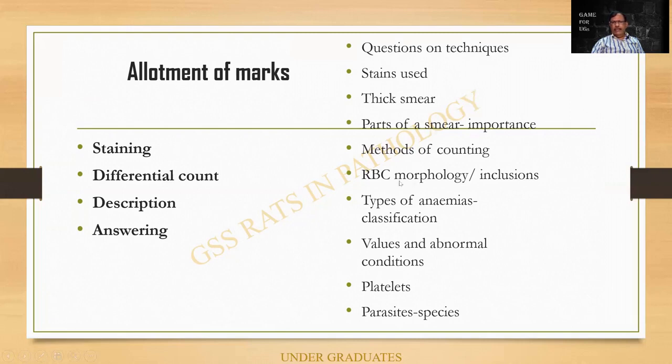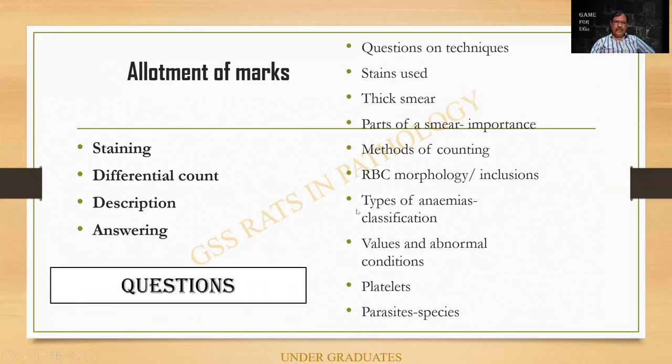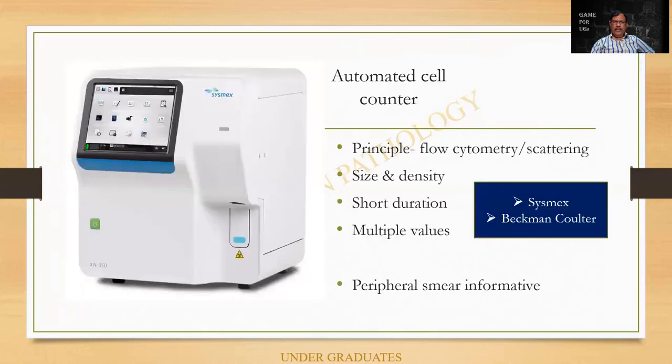Battlement method. RBC, what are the morphological changes and the inclusions? Anemia classification, definitely. Leukemia, you people should be knowing. What are the various values? Abnormal conditions where they are present, increased or decreased. Platelets, parasites. Parasites, they can ask you the various species of it. So questions, this carries marks. Hope it gives you a total idea about it.